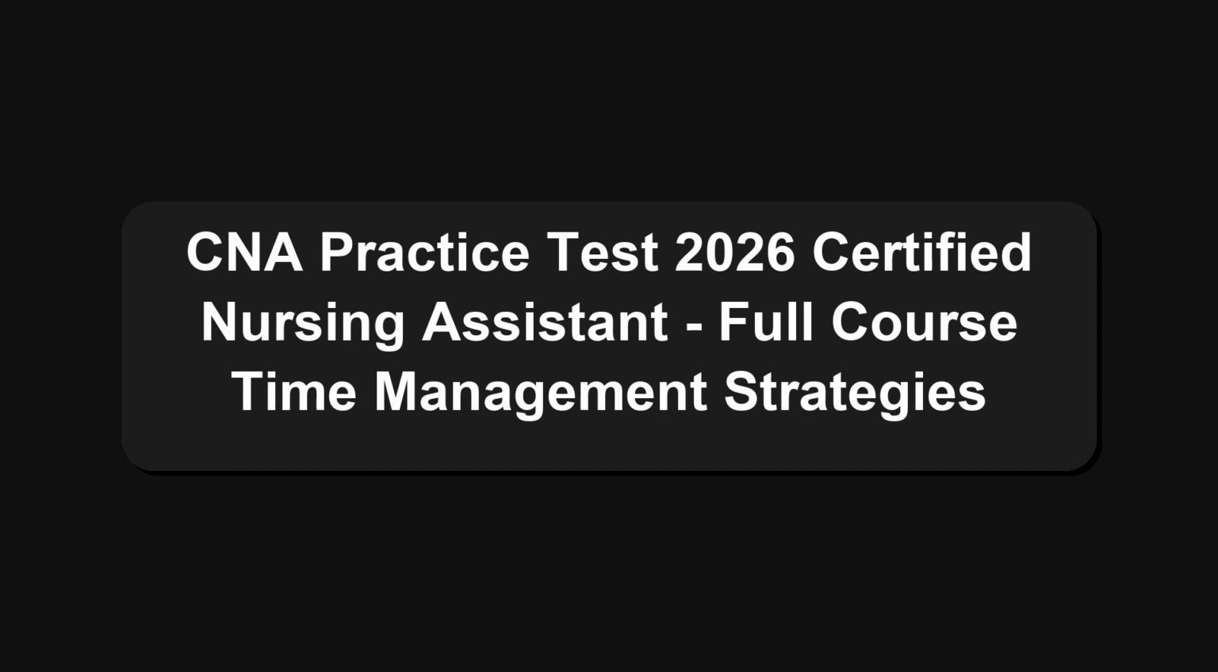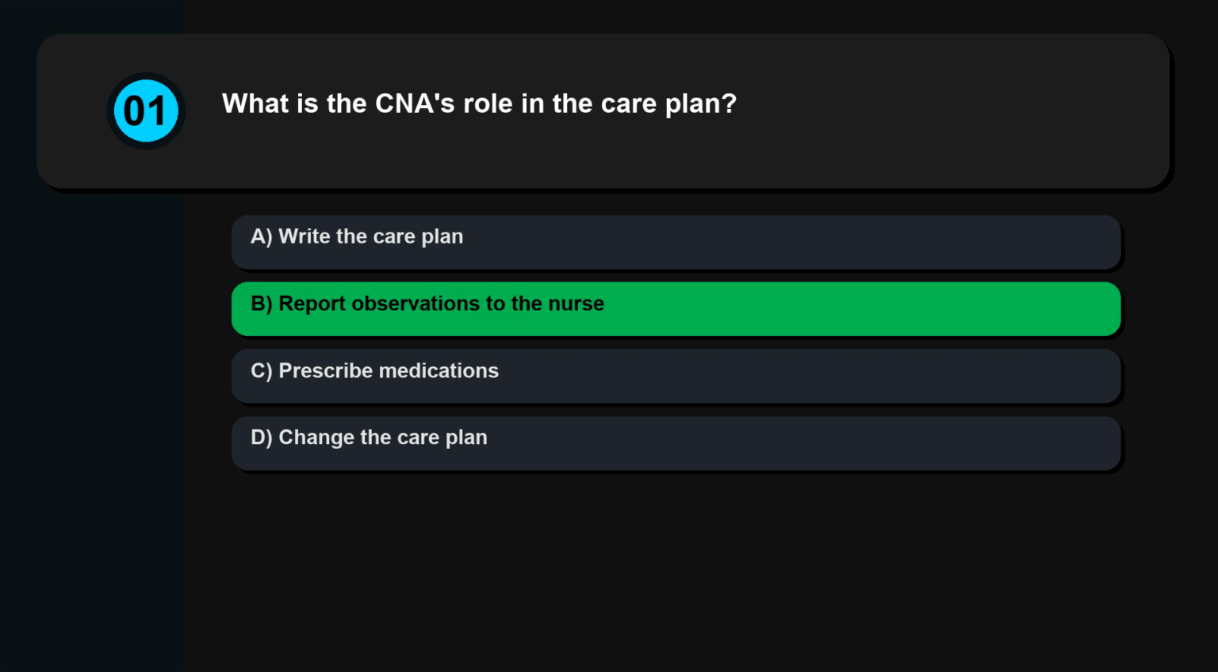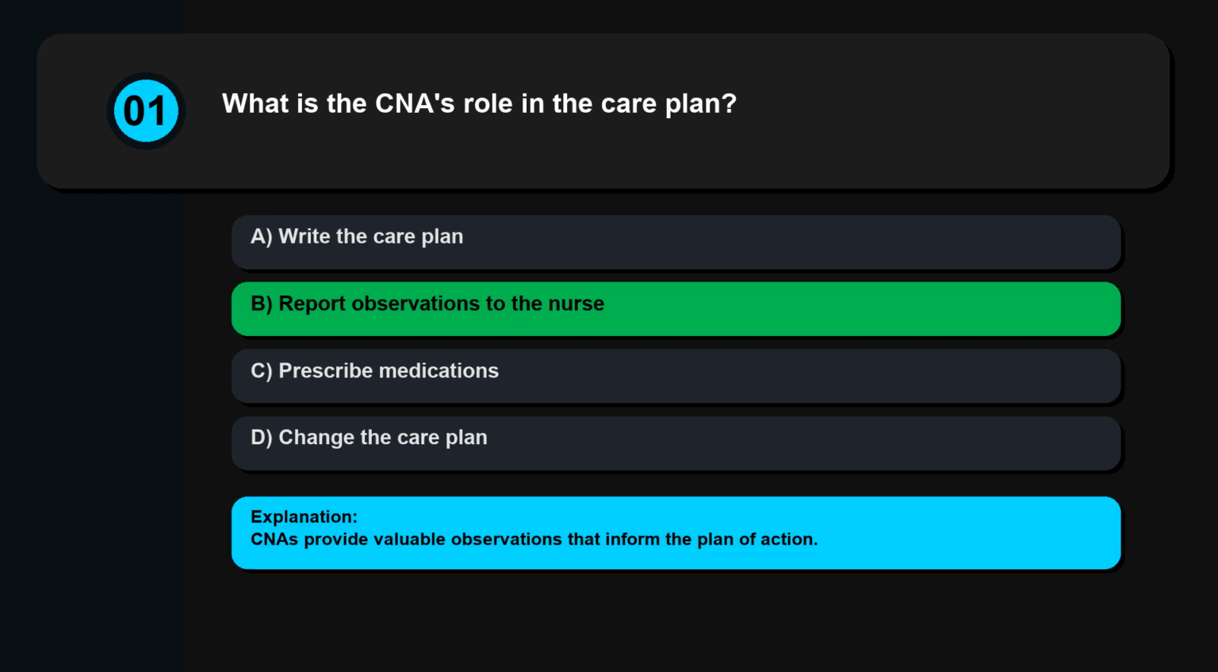CNA Practice Test 2026, Certified Nursing Assistant Full Course: Time Management Strategies. Question 1. What is the CNA's role in the care plan? Write the care plan. Report observations to the nurse. Prescribe medications. Change the care plan. CNAs provide valuable observations that inform the plan of action.